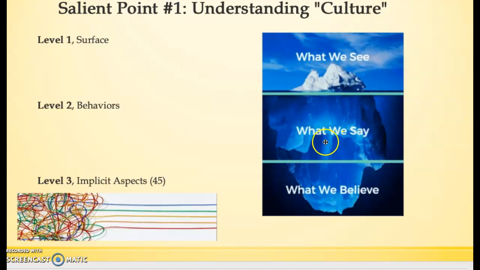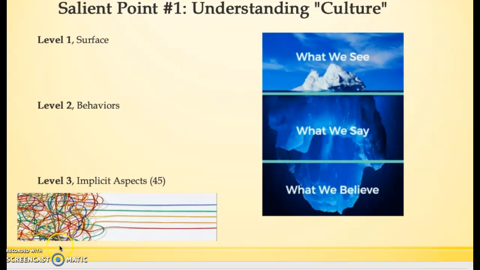Let me go down to level 3, which is implicit aspects, or what we believe. Some examples of implicit aspects are values, norms, expectations, and beliefs. Down here, I have this image, and what it's all about is that culture is kind of like this.